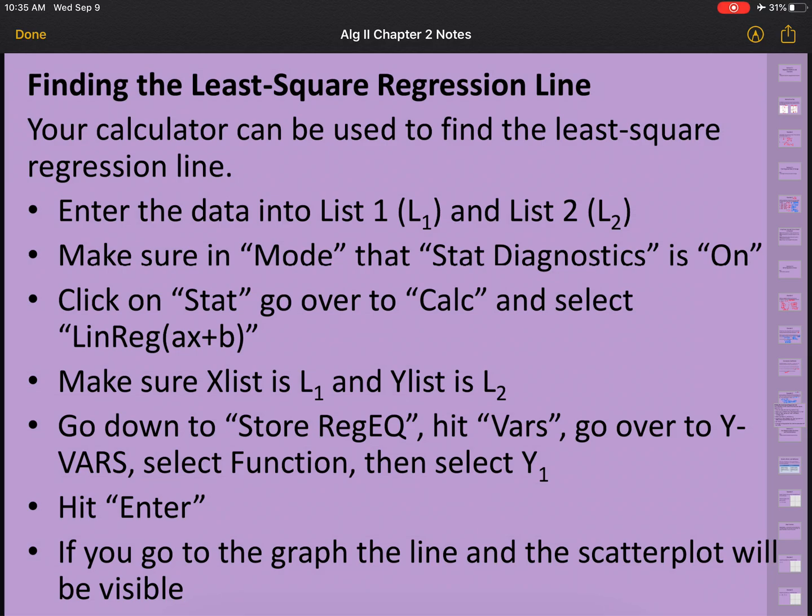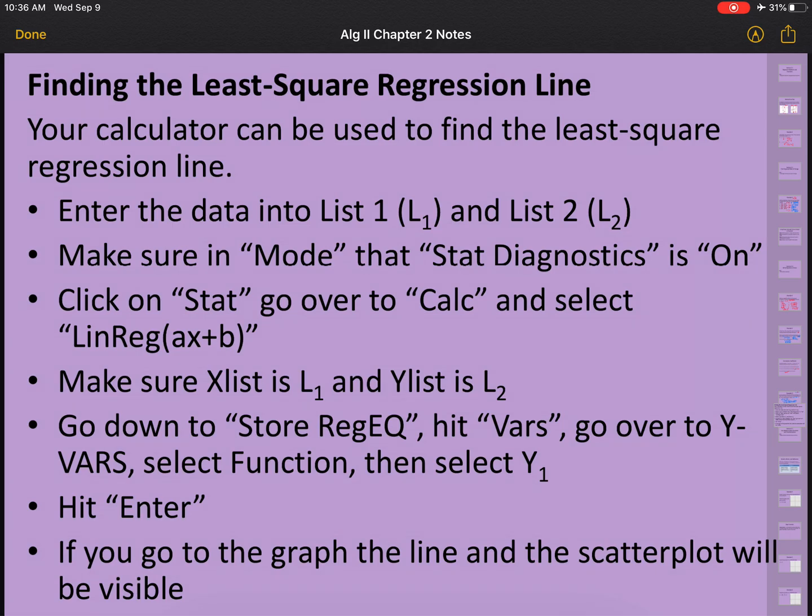Okay, so first what you're going to do is enter the data into list 1 and list 2, like I just explained before. You hit the stat and then edit, then enter to enter in your L1 or your X values, and then L2 your Y values. Then you're going to make sure that in mode, so if you hit the mode button and go all the way down to stat diagnostics, that it is set to on. So you're going to have to put it on probably yourself. Okay. Then if you hit clear, it'll get you out of there.